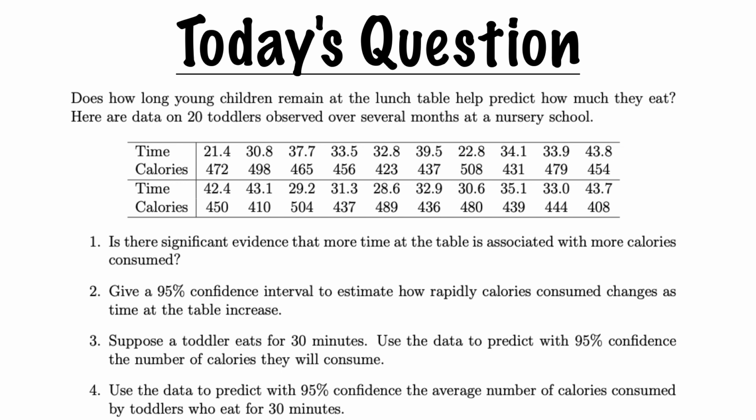3. Suppose a toddler eats for 30 minutes. Use the data to predict with 95% confidence the number of calories they will consume. And 4. Use the data to predict with 95% confidence the average number of calories consumed by toddlers who eat for 30 minutes. We will be solving these problems with Google Sheets. In the description, there's a link with the document I will be using.